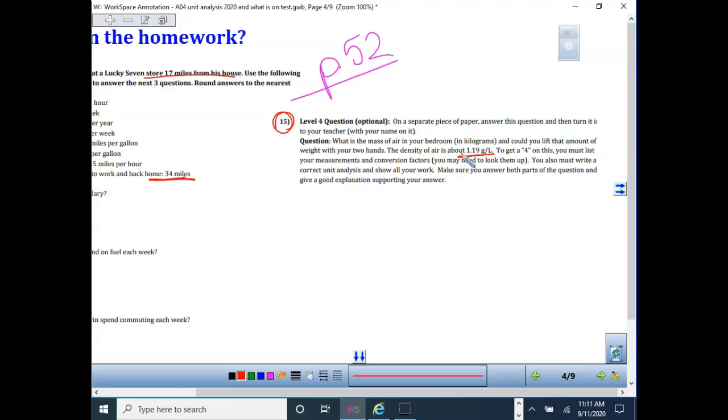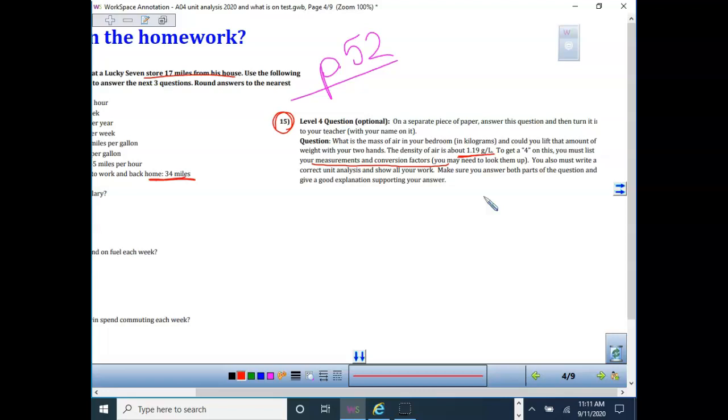To get 4 on this, you must list the measurements and conversion factors that you needed to look up. You must write the correct unit analysis and show your work. Make sure that you answer both parts of the question and you give a good explanation to support your answer. Okay? So what happens is next week we take the test.